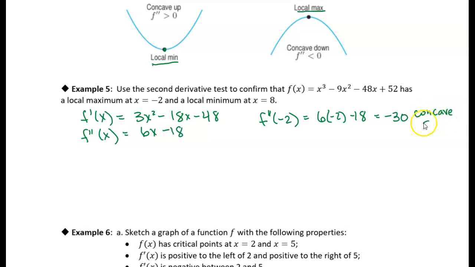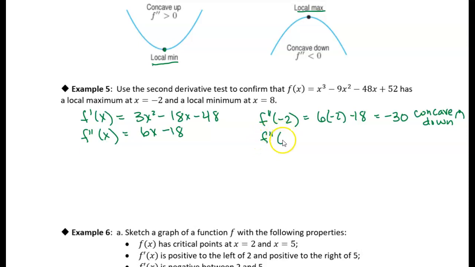Concave down at that point, which tells us that the function has a local maximum at that point. Because it's concave down. Sometimes I just like to draw a little picture to remind myself: concave down looks like that, and so that has to be a local maximum.